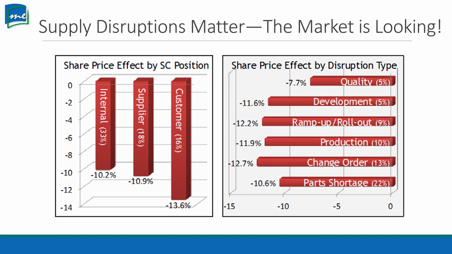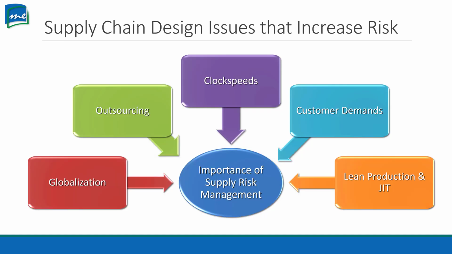So, what are some supply chain design issues that increase risk? Well, globalization. We're sourcing from around the world rather than within our own country. And we're outsourcing some functions, let's say, production. If we're outsourcing the production, do we have anybody there that's monitoring what's going on, making sure the quality is there? Clock speeds or takt time.